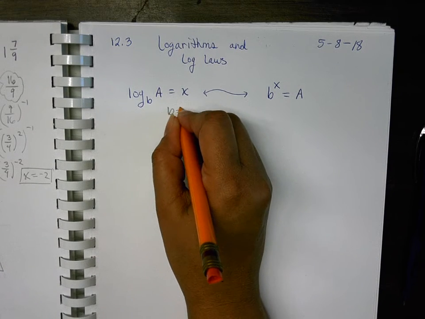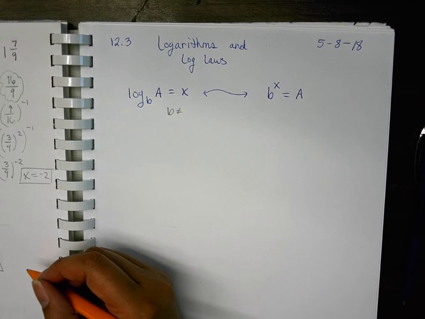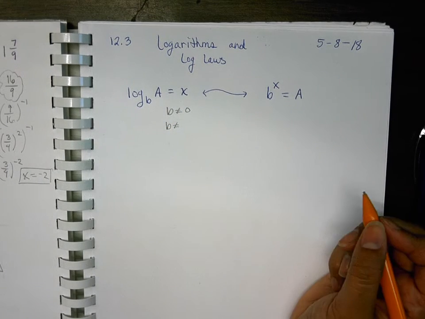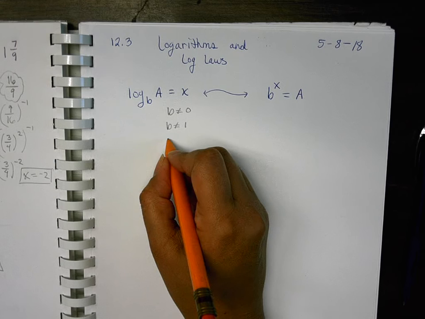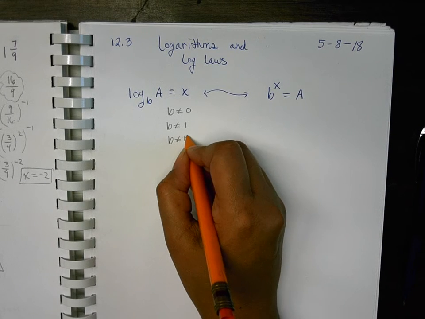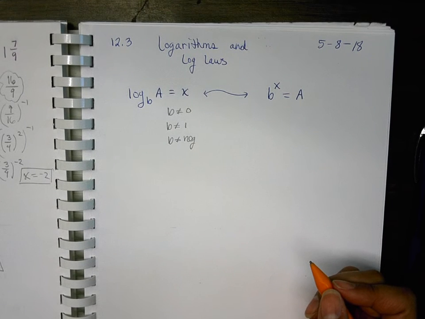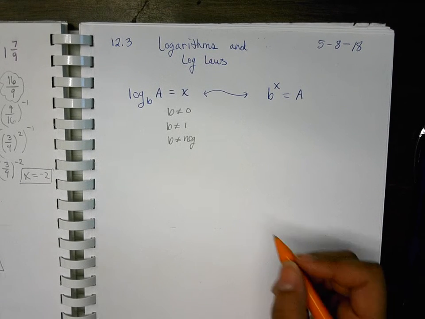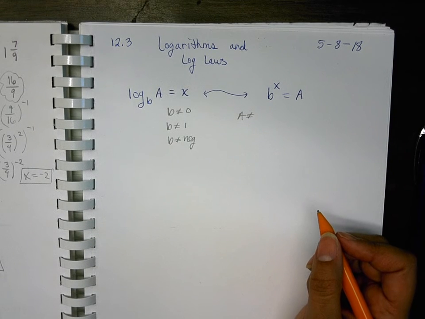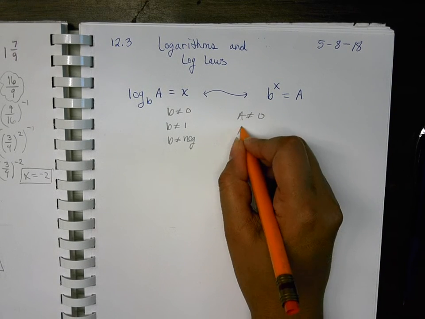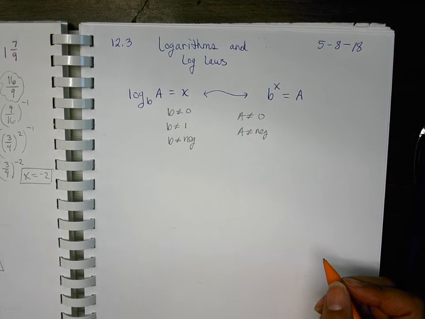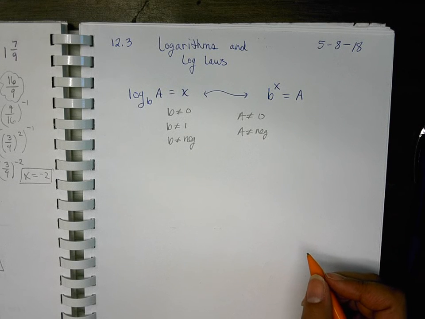All right, a few restrictions. A few things that b cannot be. Anybody know what any of them are? B cannot be? Zero. Good. B cannot be 1. Good job, Nick. B cannot be a type of number. Negative. Good job. All right, a few restrictions for the A. A cannot be 0, and A cannot be negative. It can be 1, but it can't be 0 or negative.